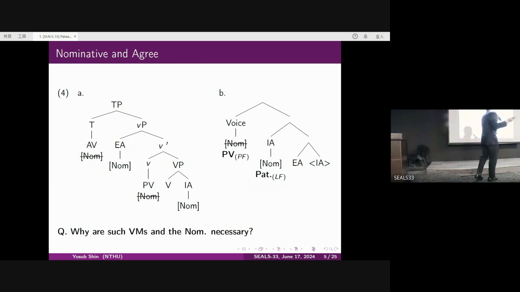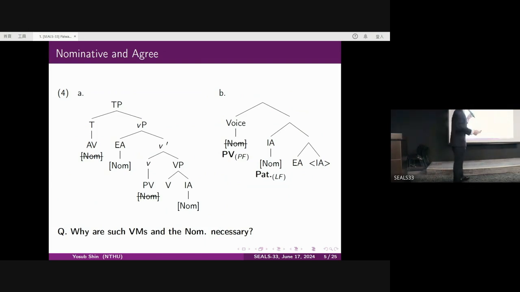But even if that is possible, this internal argument actually cannot value the phonetic form of this voice head as the patient voice, because by the time this internal argument is assigned the patient theta role at LF, the phonetic feature of the voice head will already have been spelled out to PF. So because of this reason, in other words, because PF and LF cannot communicate with each other, the phonetic form of the voice head actually cannot see what kind of theta role the internal argument is assigned.